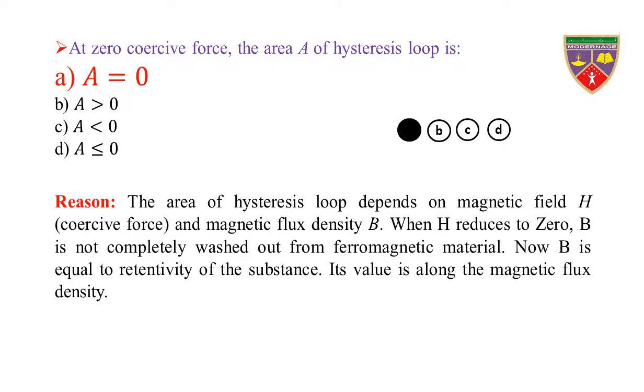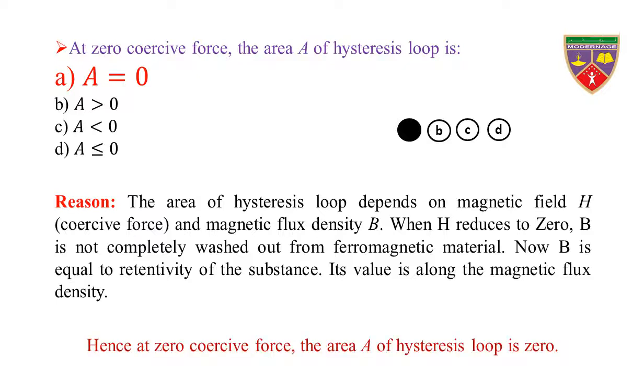Reason: the area of a hysteresis loop depends on magnetic field H, coercive force, and magnetic flux density B. When H reduces to zero, B is not completely washed out from ferromagnetic material. Now B is equal to retentivity of the substance. Its value is along the magnetic flux density. Hence, at zero coercive force, the area A of hysteresis loop is zero.